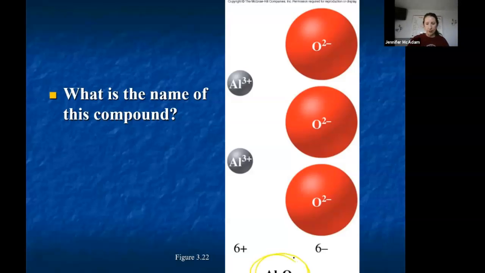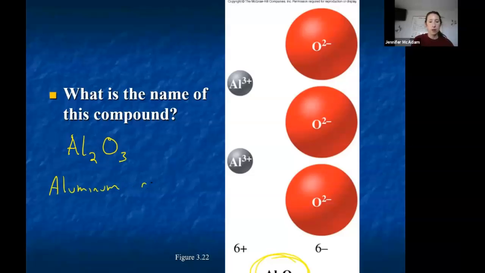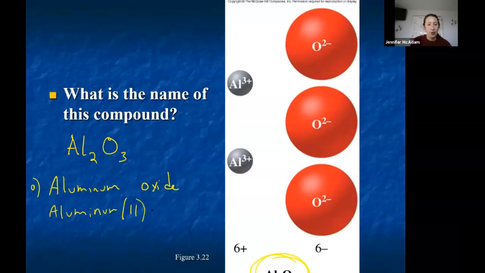I wrote it down here for you. So we have 2 Als. Aluminum oxide? Yeah, it's aluminum oxide, right? Now for this one, if this was a multiple choice question, I might have aluminum oxide. I would also have aluminum 2 oxide. But this one is not correct, right?